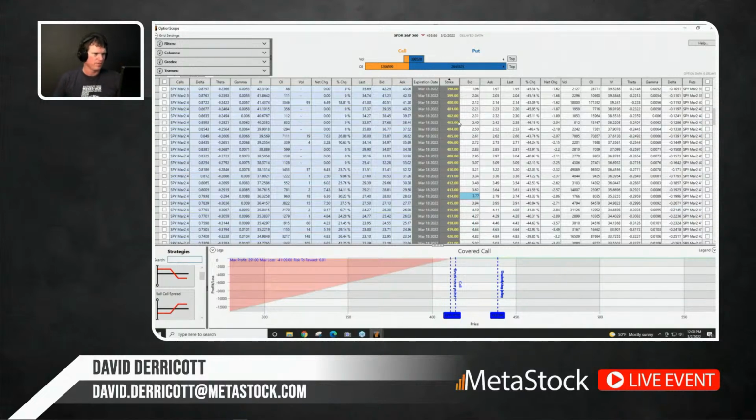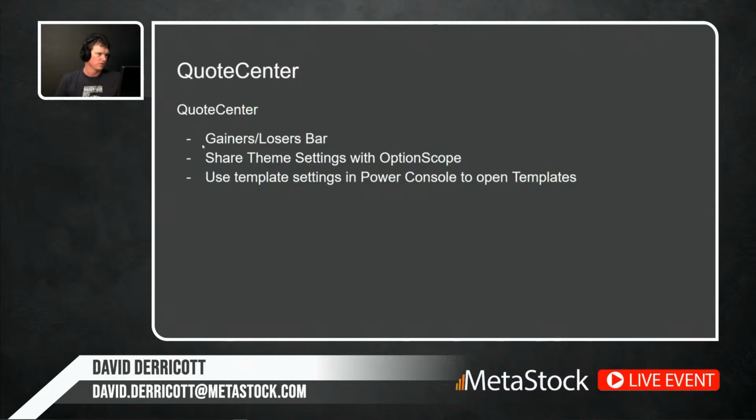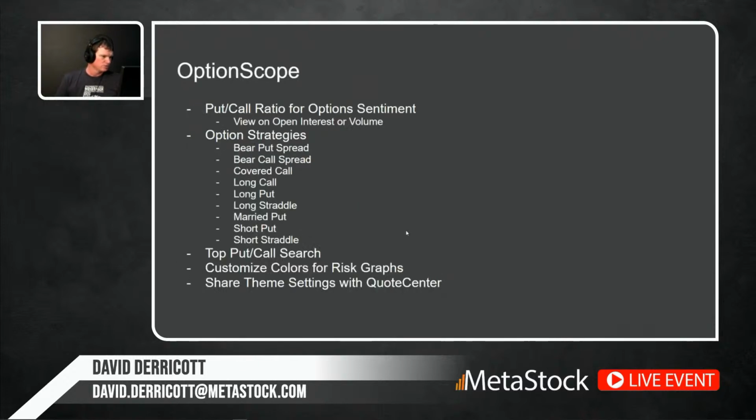I want to go back to my PowerPoint and make sure I'm on board with everything. We talked about the quote center, option scope, put call search, and customizing the colors and risk graphs or themes with the quote center. Here's the list of all of the option strategies. And the other thing too is you get the put call ratios for option sentiment. You can view it on open interest or volume, however you want to do that is up to you. But there's the list of all of the strategies now available with option scope.